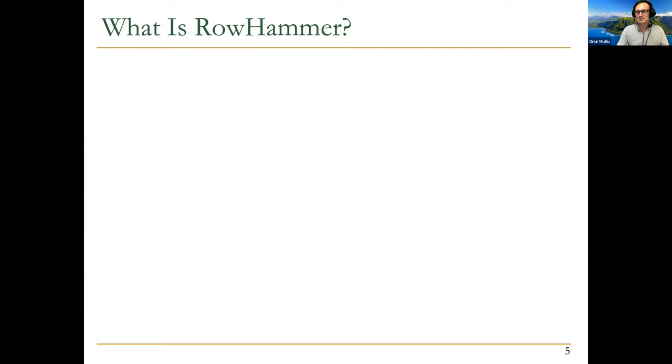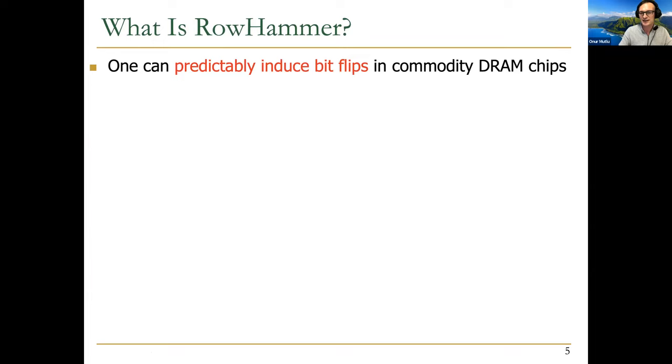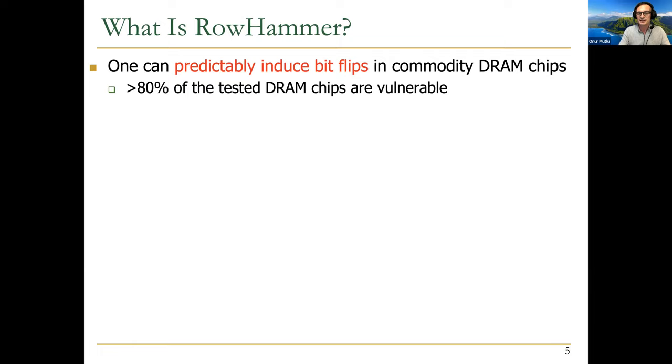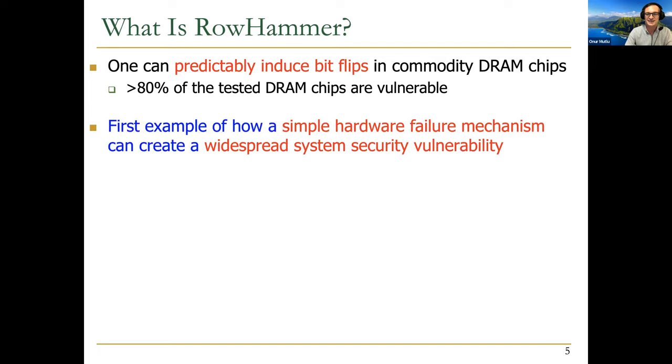And RowHammer, as you may have read, is the fact that you can predictably induce bit flips in commodity DRAM chips using a particular failure mechanism. And the first time we stumbled into this, we found out that more than 80% of the DRAM chips that we tested were vulnerable to this effect. And a whole lot did not change since that time. So I will give you a history of it also. Importantly, this is the first example that I know of how a simple hardware failure mechanism can create a widespread system security vulnerability. This connection between reliability and security has been long thought about, but RowHammer puts a concrete first example to it in a real world setting, let's say.